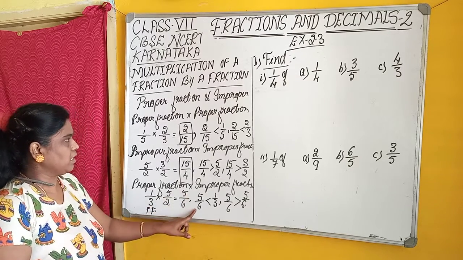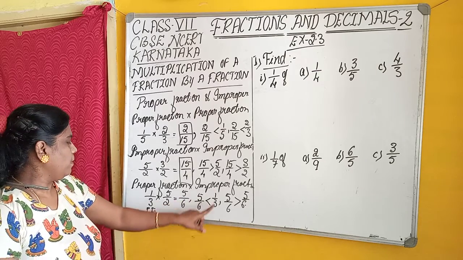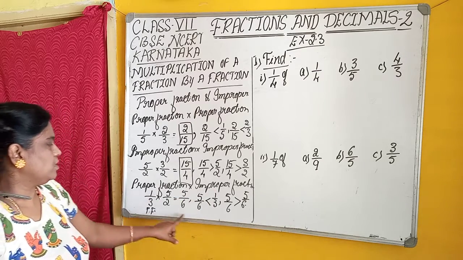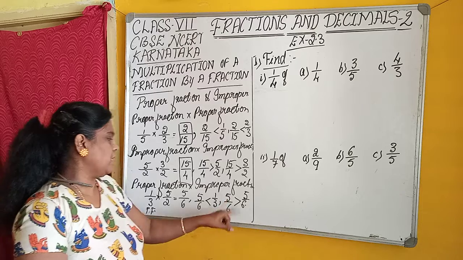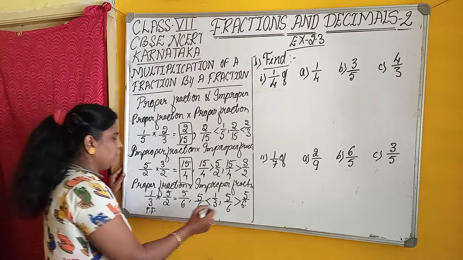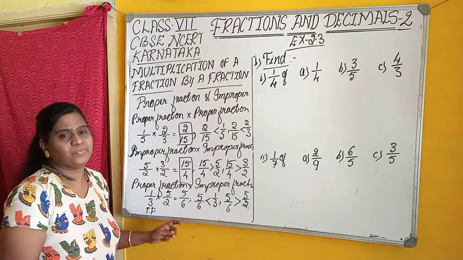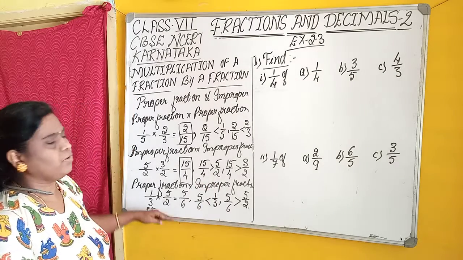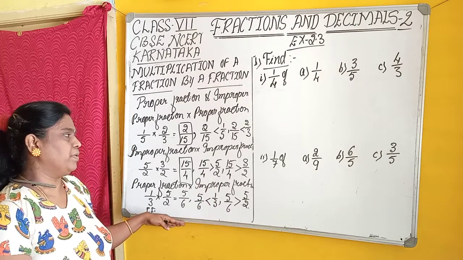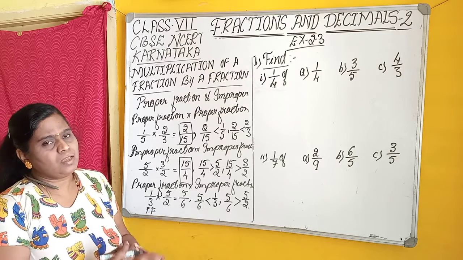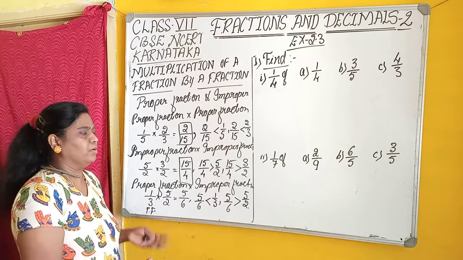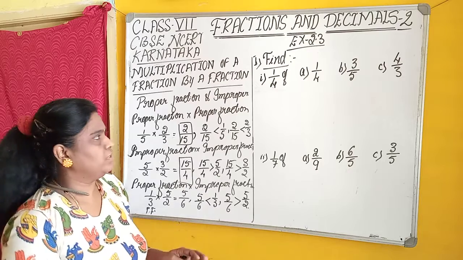This product 5 by 6 is less than the proper fraction, and this product 5 by 6 is greater than the improper fraction, that is 5 by 2. Understood, students? This is for your understanding purpose. In the higher classes you will understand more. Okay, this is for your knowledge only.